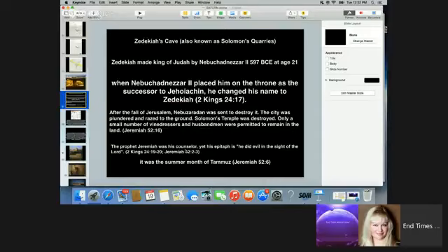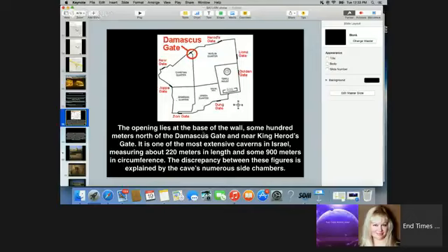The prophet Jeremiah was his counselor, yet he was recognized that he did evil in the sight of the Lord in these verses here. And during this time, it was the summer month of Tammuz in Jeremiah 52. And I do believe Tammuz is the July something of this year. And I know that July in Septem, which is the 7th month in Roman, is September. So that's interesting.